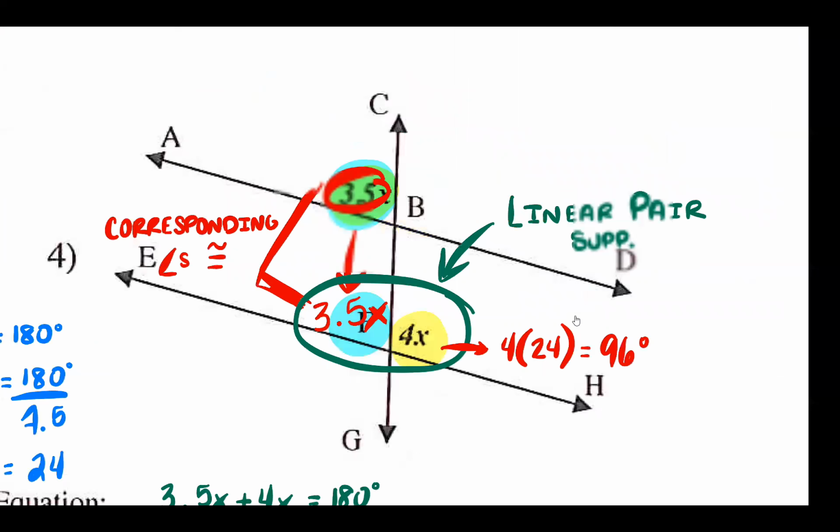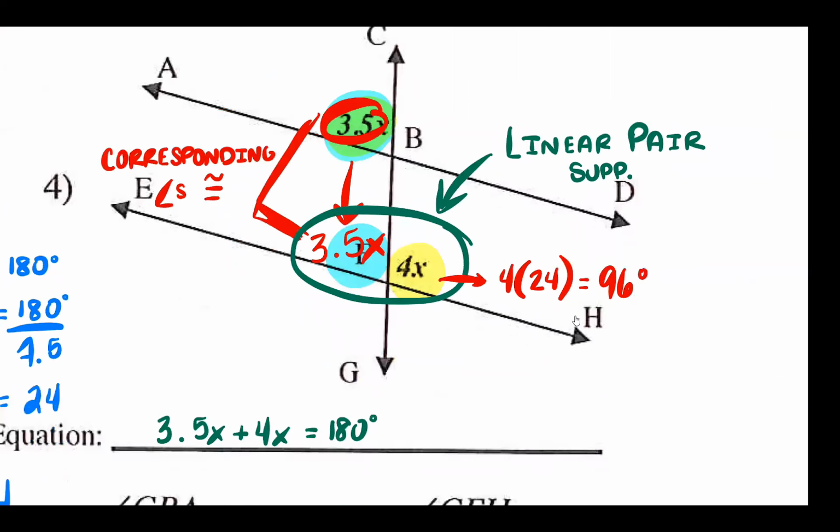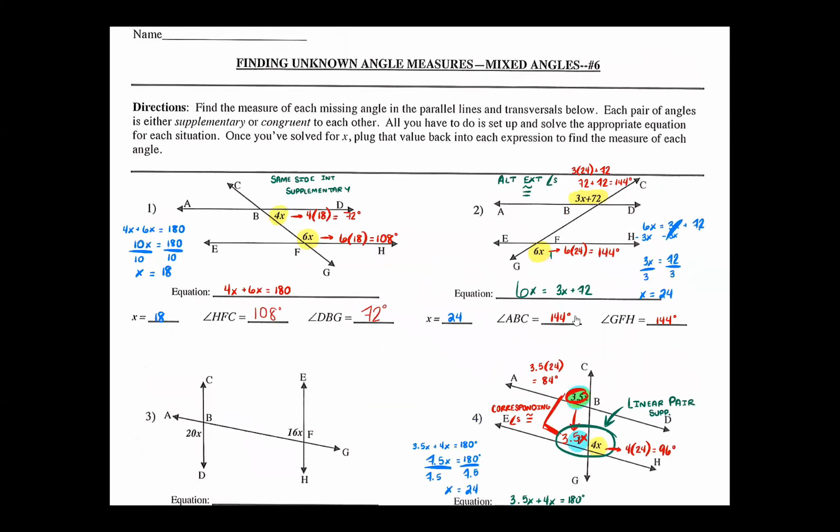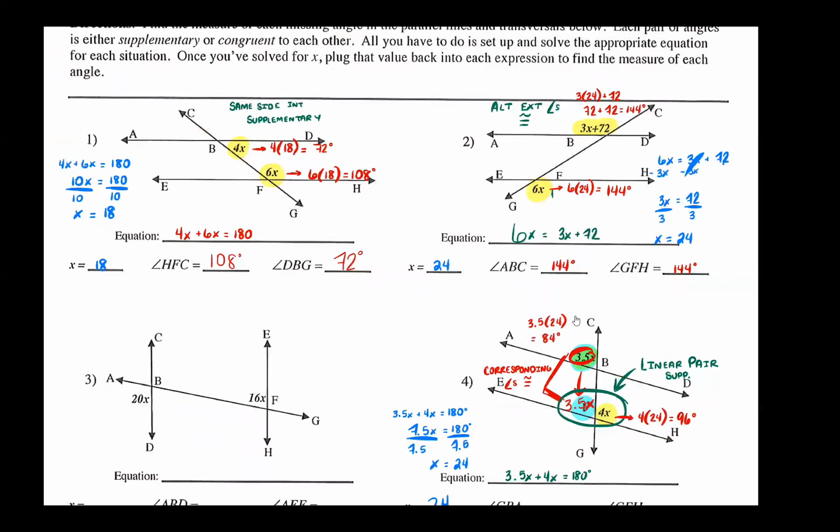And then 3.5 times 24. It's going to be a little different, but it's okay. What do we got? 84. And what rule did we use to help manipulate it first, the corresponding angles, to get to our linear pair? 84 plus 96, do they equal 180? Absolutely.